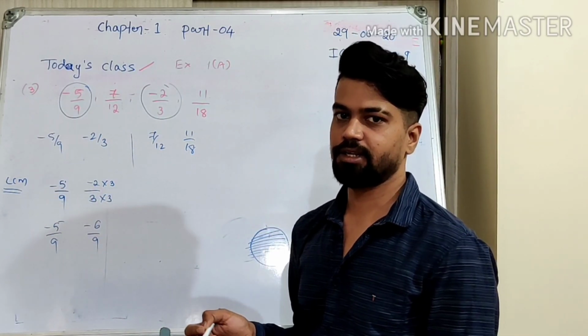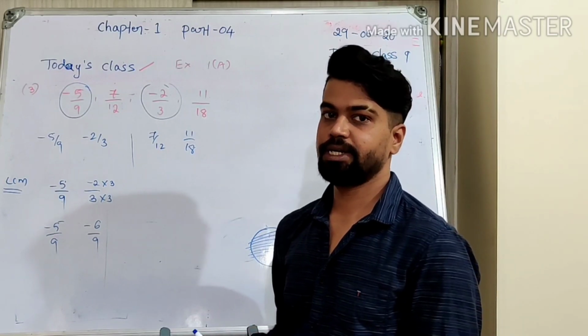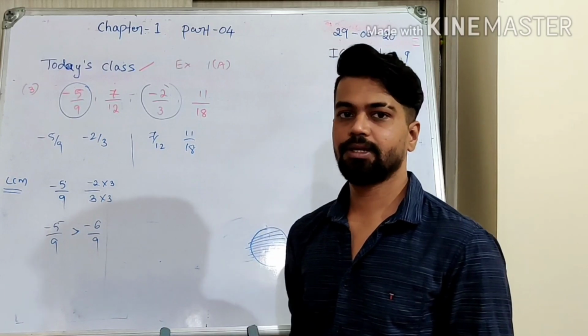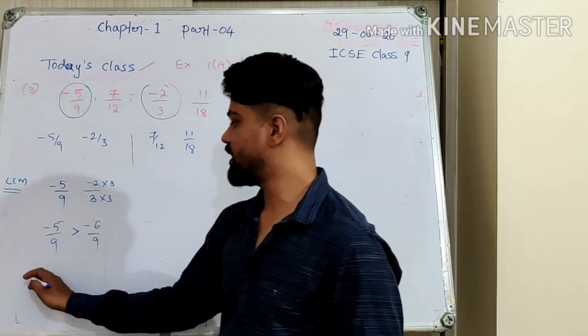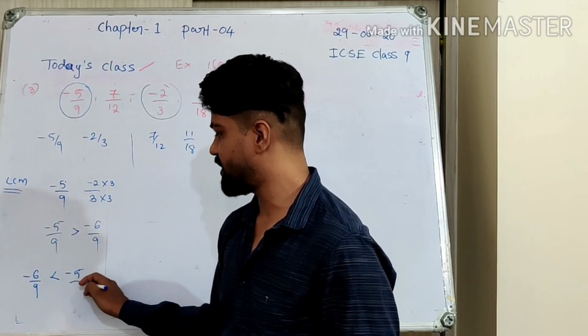Tell me which is greater here, minus 5 or minus 6? Obviously 6 is greater than 5, but when it comes to negative, which is greater? Minus 5 is greater than minus 6. So that's why the smallest number is minus 6 by 9. After that we have minus 5 by 9.